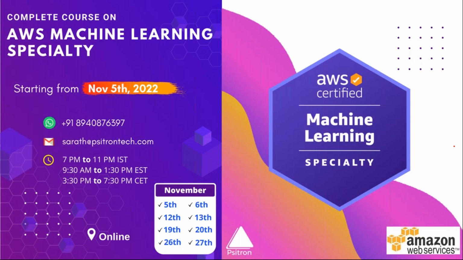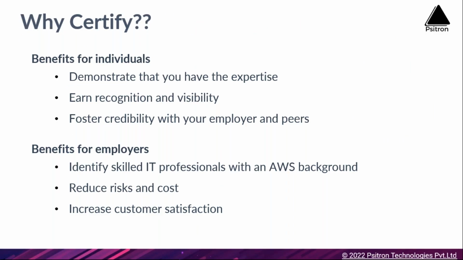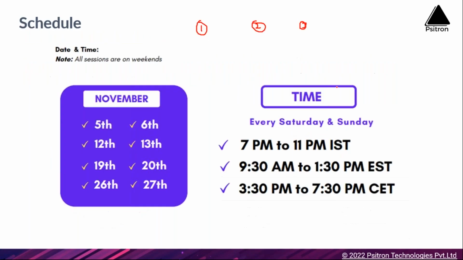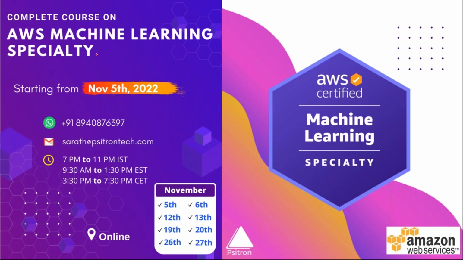Folks, you need to see whether you have a requirement to clear an exam. Obviously, clearing an exam definitely adds value for you, no doubt about it. It adds expertise and credibility. Is there an e-certificate? Yes. After completing the AWS Machine Learning Specialty course, you will receive a course completion certificate from Psitron Technologies. Once you clear the exam, you'll get an AWS Machine Learning certificate from AWS itself.